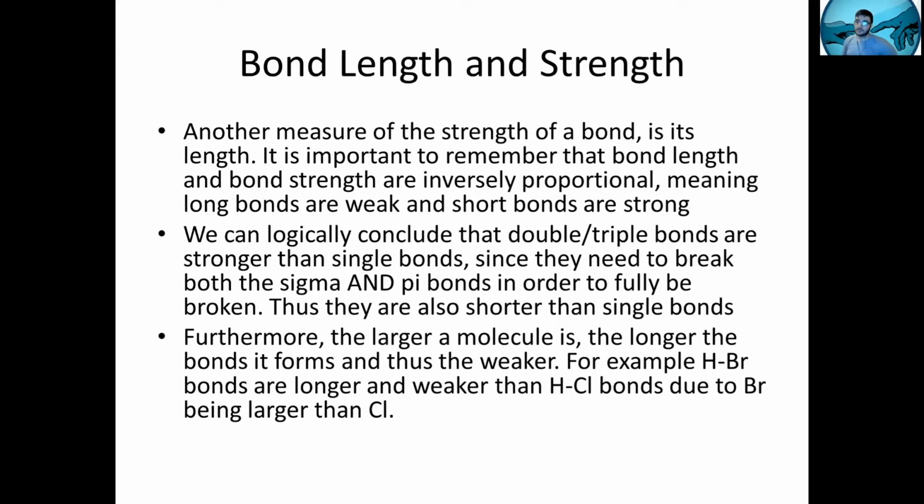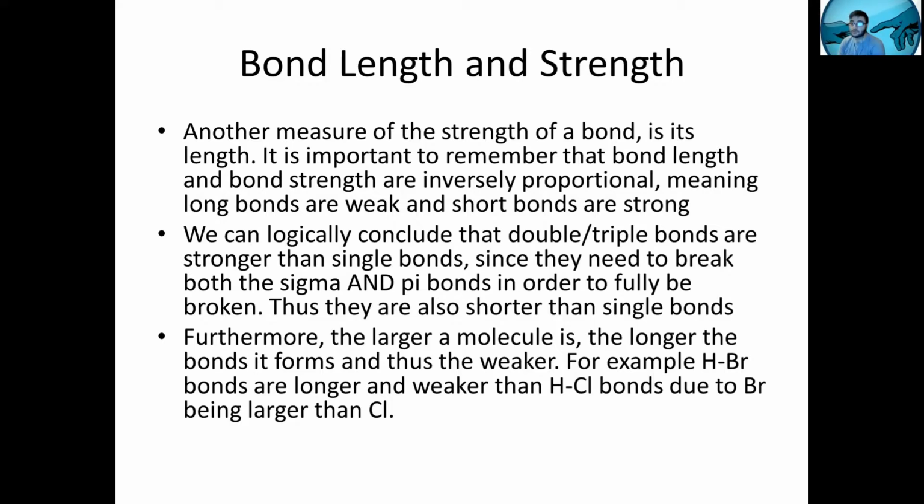Okay, so another measure of the strength of a bond is its length. It's important to remember that bond length and bond strength are inversely proportional, meaning if a bond is really long, it's weak. If a bond is really short, it's strong. We can logically conclude that double and triple bonds are stronger than single bonds, right? Obviously, even though the pi bonds are weaker than the sigma bond, you basically have to break the sigma bond and then a pi bond and then another pi bond versus just a sigma bond, right? So double and triple bonds are stronger. Thus, they're also shorter than single bonds. So double and triple bonds are much shorter than single bonds.